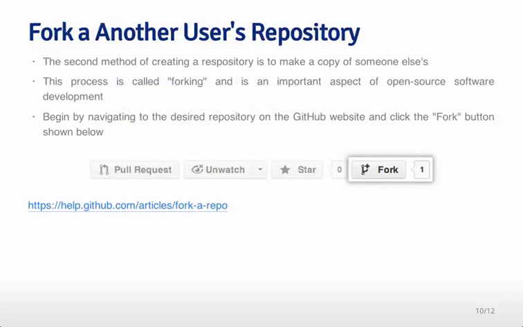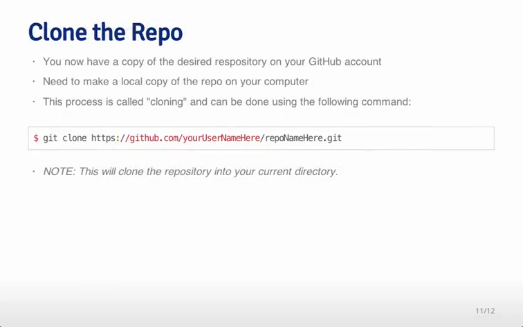Another thing that you can do is fork another user's repository or repo. The idea here is that you want to be able to develop software with other people. They'll have repos that they've already created on GitHub. Once you find one that you're interested in, you can go to that repository and click the fork button. The fork button will create a copy of that repo as it currently is constituted in your GitHub profile. So now you have it on your GitHub account.